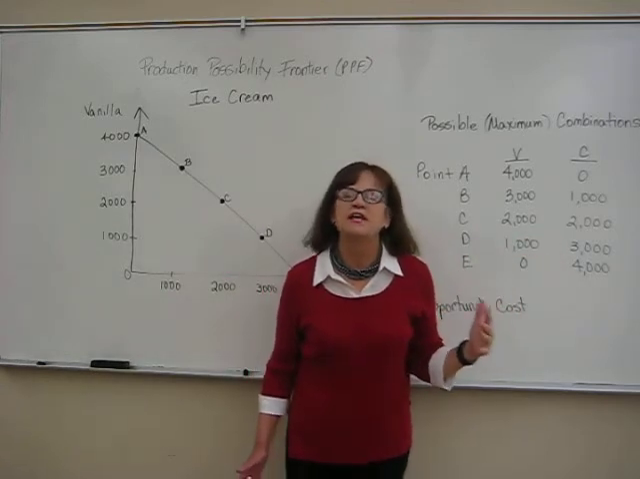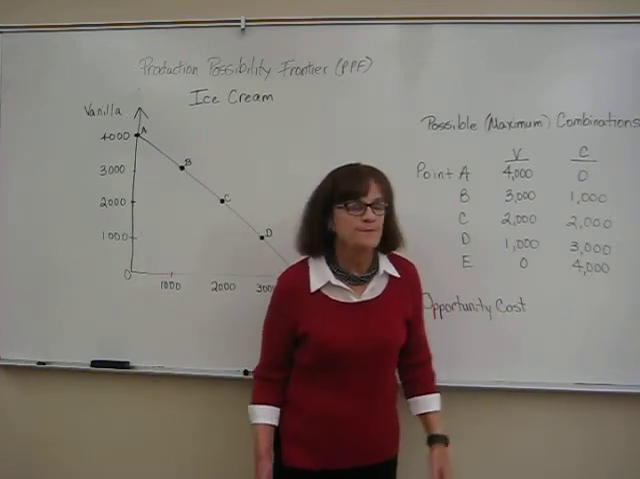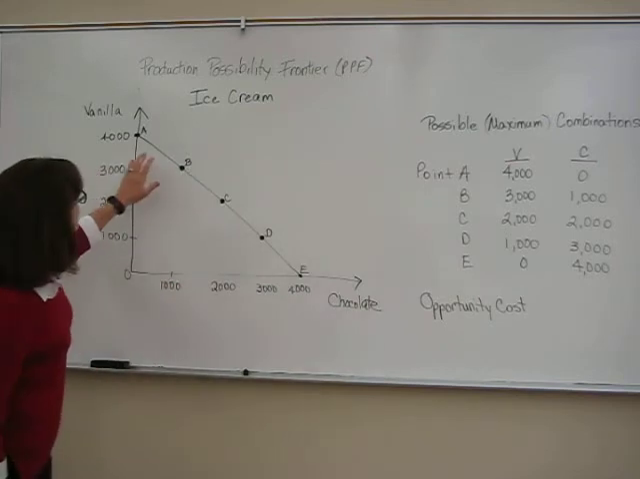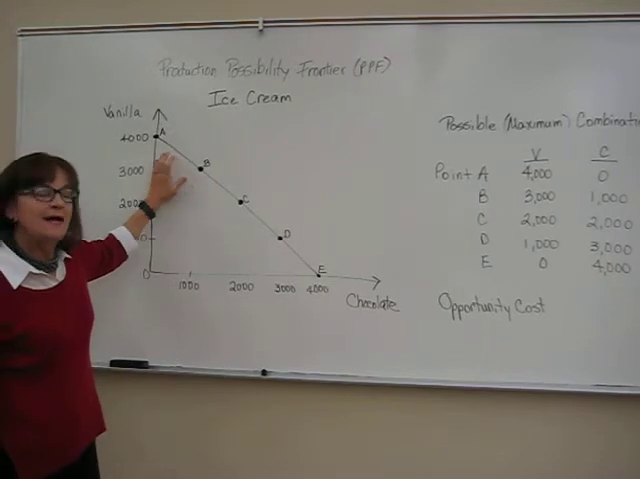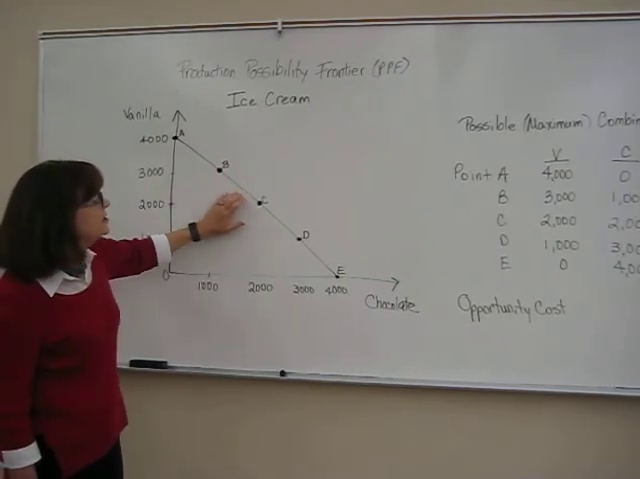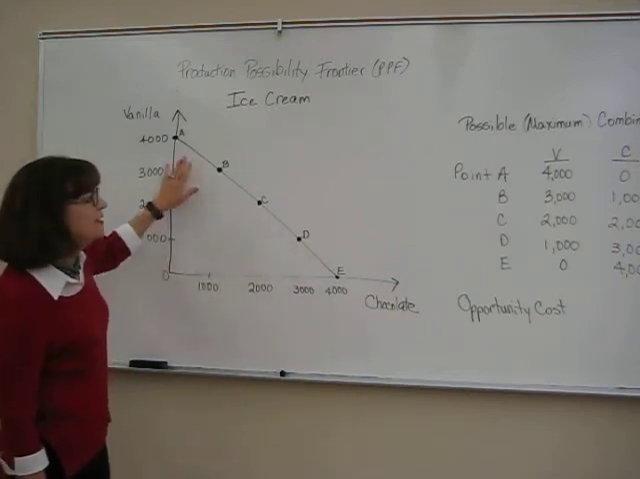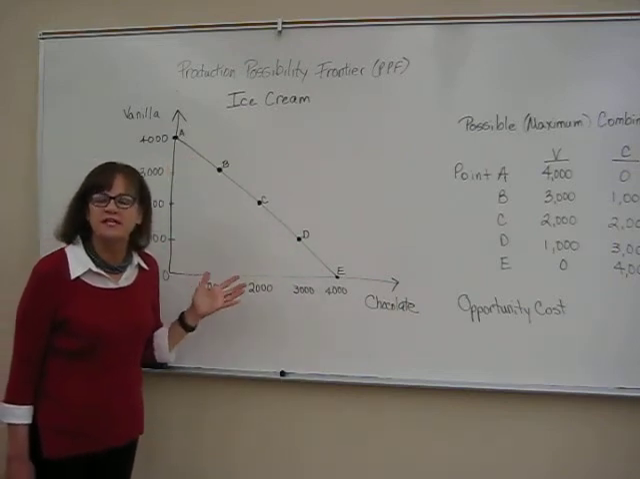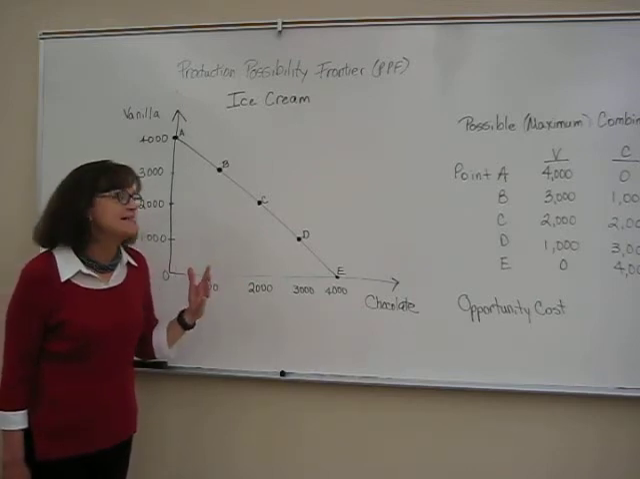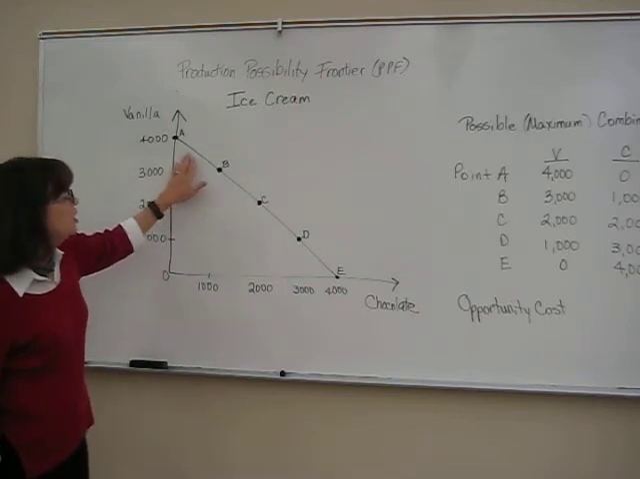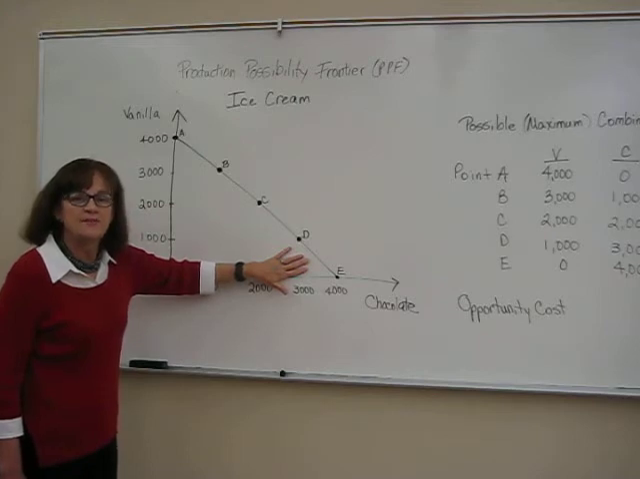Whatever combinations they choose, the most they can produce is 4,000 gallons. All of the combinations of vanilla and chocolate that add up to 4,000 will be points that lie along this line. They can do any amount of production as long as it doesn't exceed 4,000 gallons, because that is their maximum capacity. This is their production possibility, 4,000 gallons.